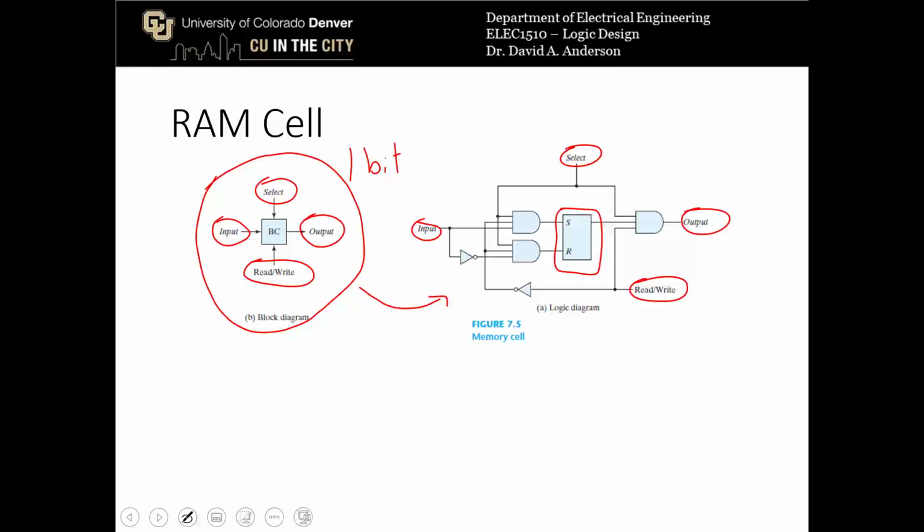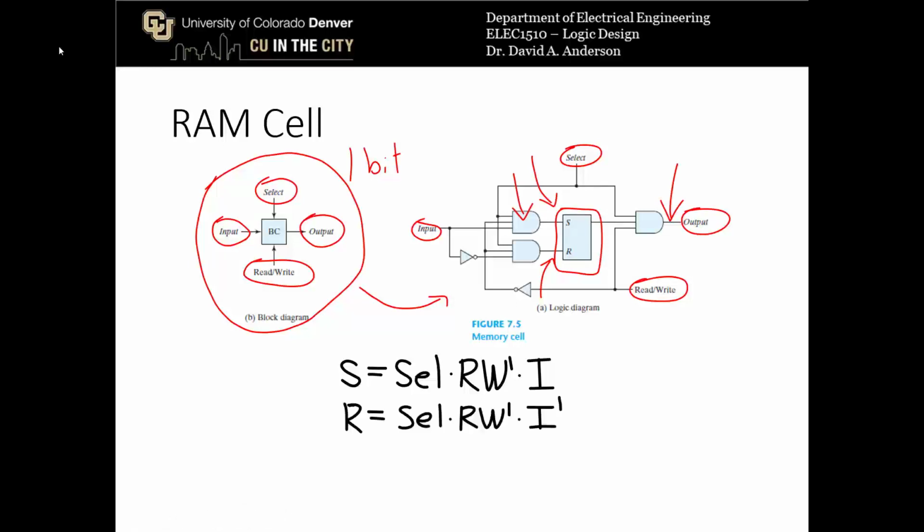So we want to first figure out what the S function is based on these lines, what the R function is, and what the output function is. The S operation is going to be the select line and read-write prime and the input. And so the AND operation comes from this gate right here. The R line is going to be select and read-write prime and input prime. The output is going to be select and read-write and Q, the output from the flip-flop.